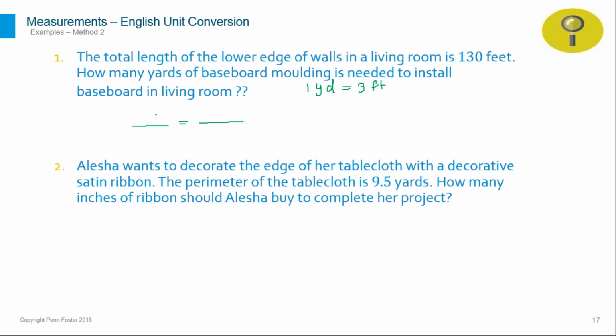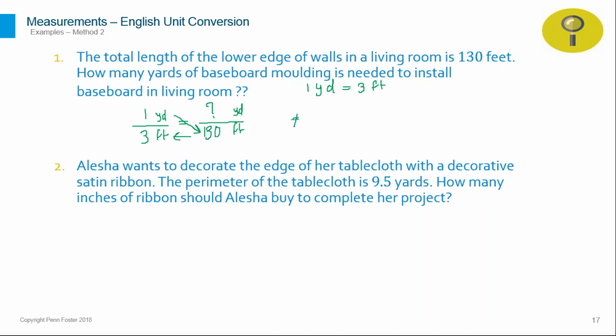I'm going to choose to put yards, feet. I'm going to keep the same order on the second fraction, yard, feet. The facts are that 1 yard is 3 feet. I know that the lower edge of the wall measures 130 feet. So that is the known value. So the yards is the unknown. So I can simply now multiply and divide.